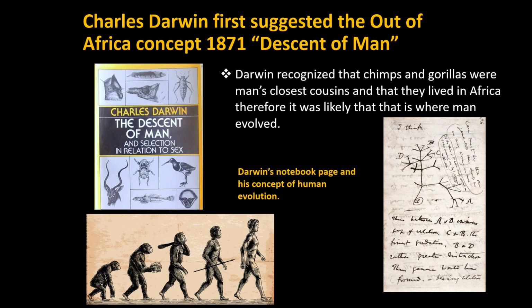Darwin recognized that chimps and gorillas were man's closest cousins and that they lived in Africa. Therefore, it was likely that that is where man evolved. It was in his later work, The Descent of Man and Selection in Relation to Sex, 1871, that Darwin explicitly addressed human evolution and first proposed, based on anatomical similarities with great apes, that our early ancestors likely originated in Africa.